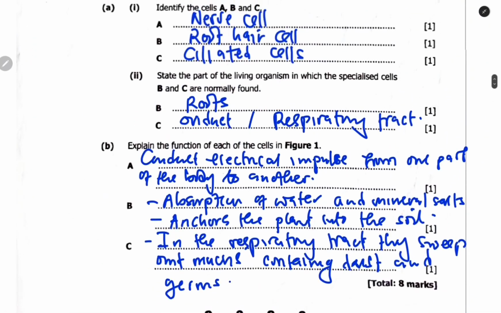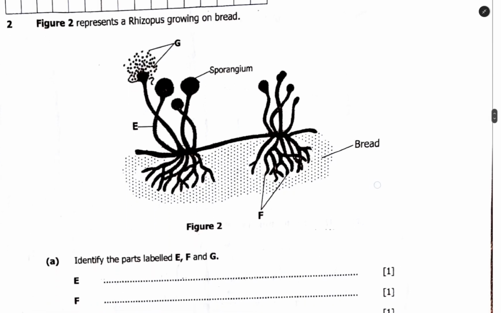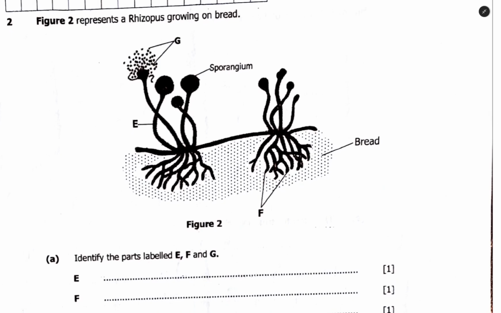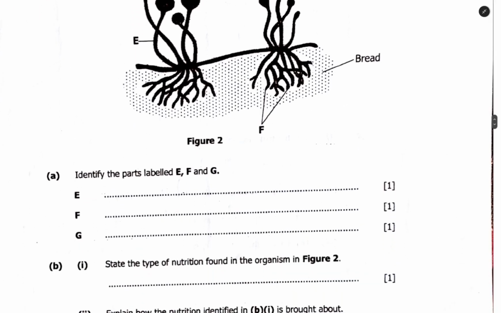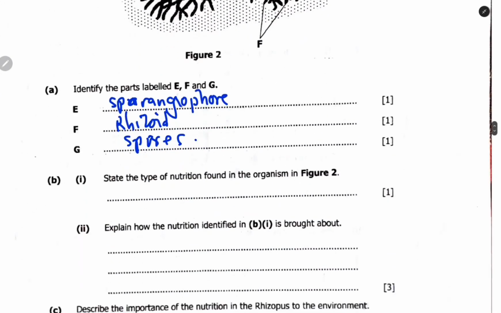So that is it all about question 1. Then what about question 2? Figure 2 represents the rhizopus growing on bread. So this question also came in 2023, but of course different questions. The first question is identify the parts labeled E, F, and G. So E is called the sporangiophore. Then of course we have F, which is the rhizoid. Then of course we have G, which are spores. So these are the parts.